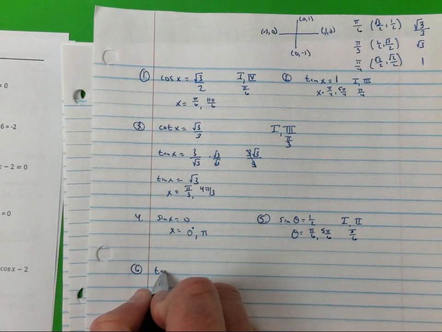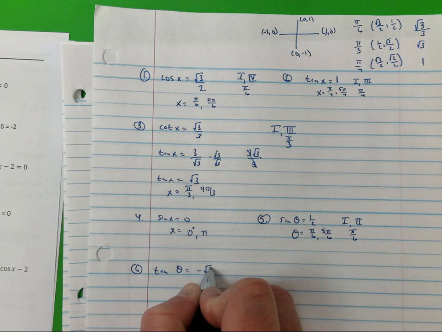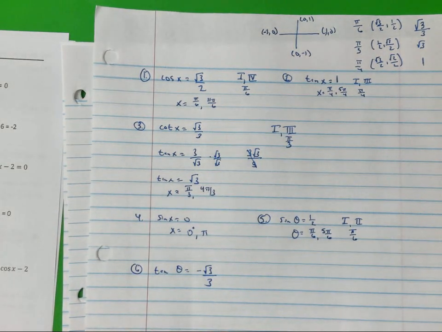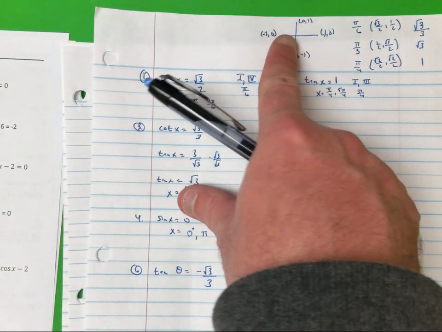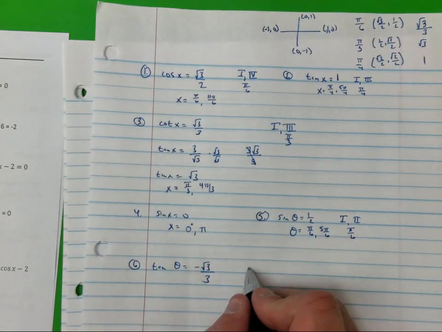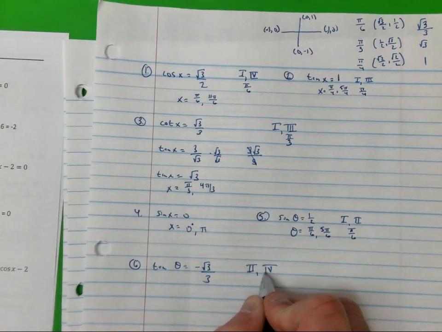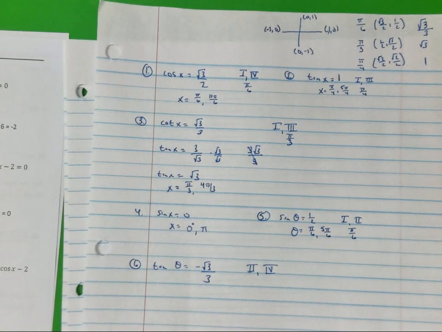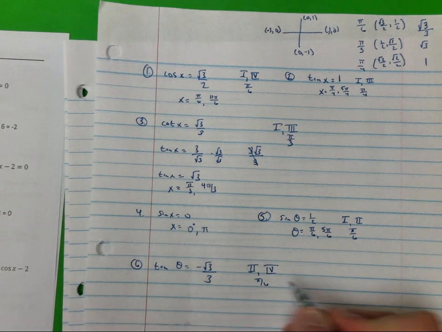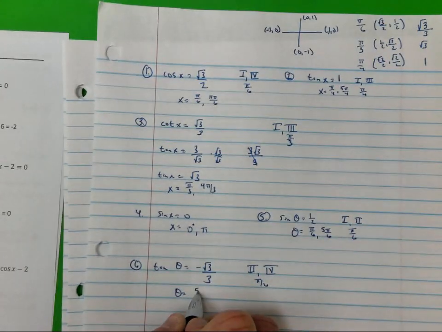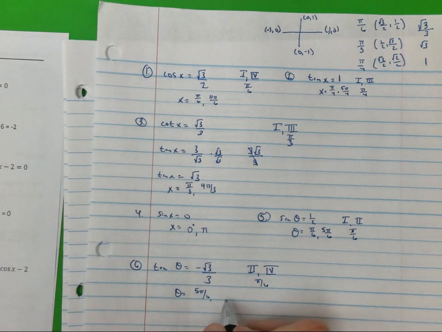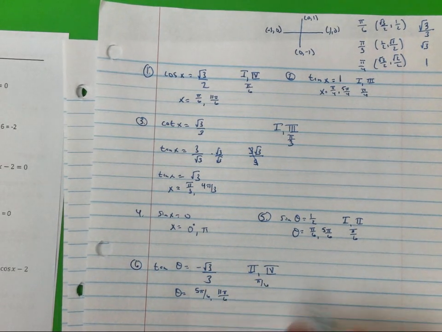Number 6, tangent of theta equals negative square root of 3 over 3. We think, okay, where would your tangent be negative? Okay, that being quadrant 2 and quadrant 4. Which of the reference angles gives you a tangent value of that? That's pi over 6. So theta equals 5 pi over 6 in quadrant 2, and then 11 pi over 6 in quadrant 4.